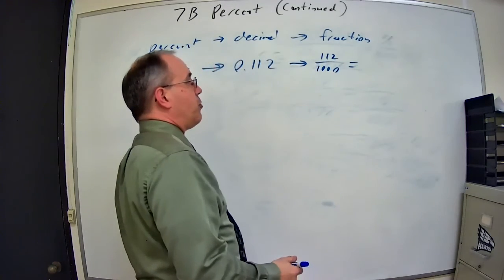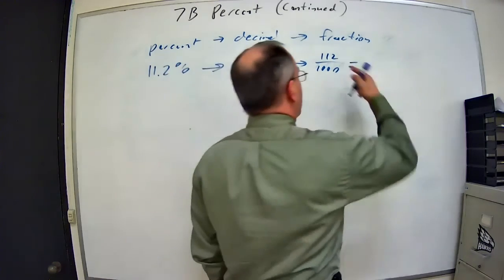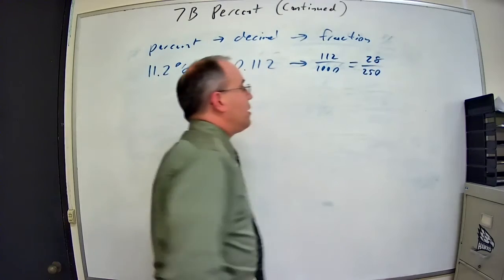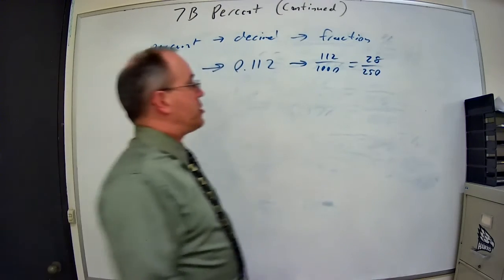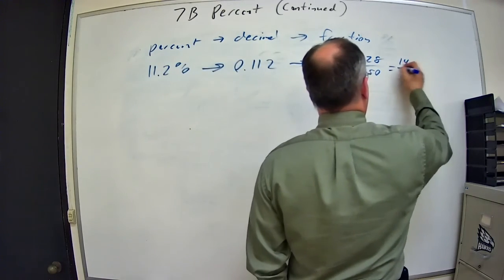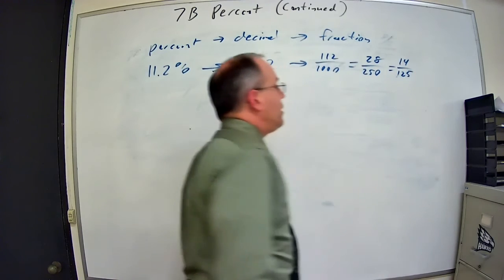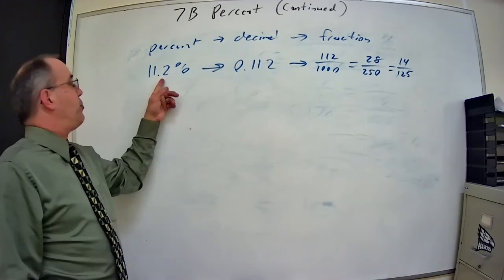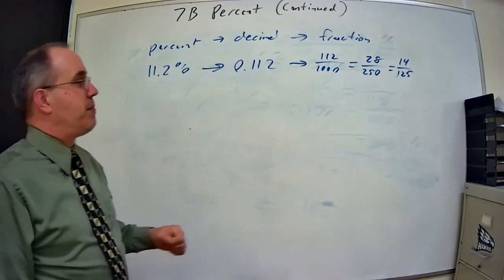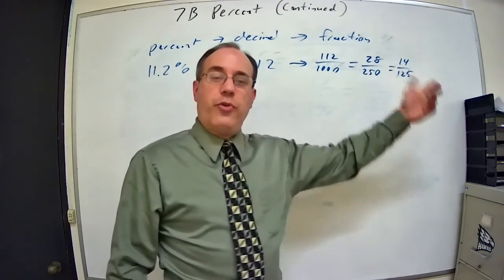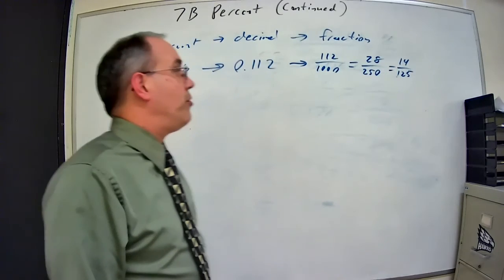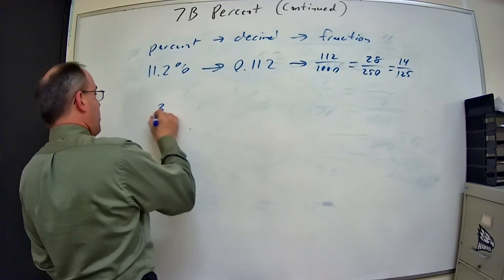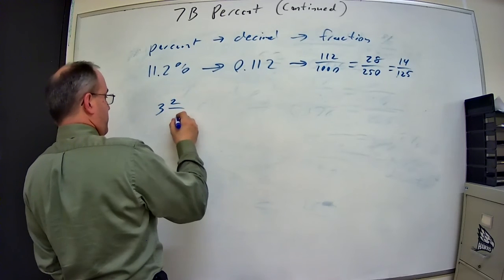And then we can simplify it. I can see that they're both divisible by 4, so I get 28 over 250. And then I see that those are both divisible by 2, so I can go further and make that 14 over 125. And then I don't see that I can go any further than that. So 11.2% as a fraction is 14 125ths.